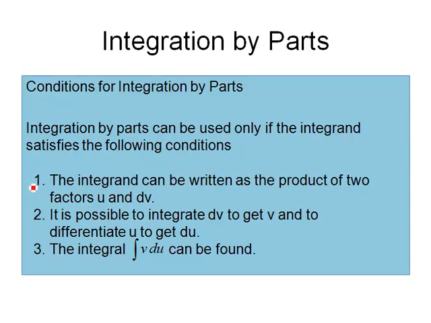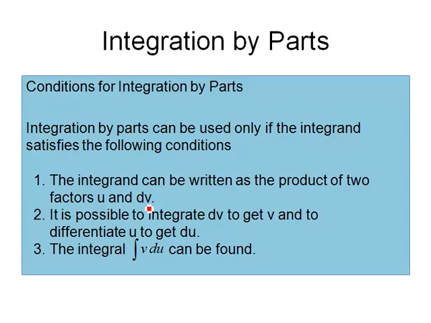First of all, the integrand can be written as the product of two factors u and dv. Second, it's possible to integrate dv to get v and to differentiate u to get du. If that's possible, then 3, that new integral that we get, the antiderivative of v du, had better be something that we can do. If it's not, this isn't a very effective strategy, and maybe you need to go back and pick a new u and dv.